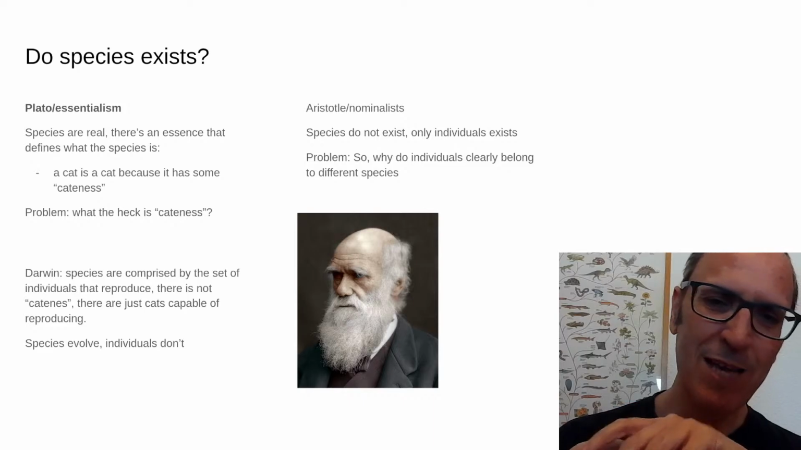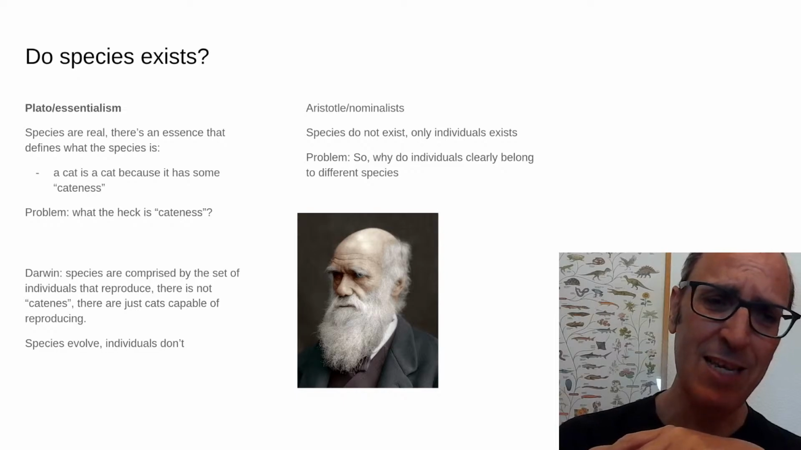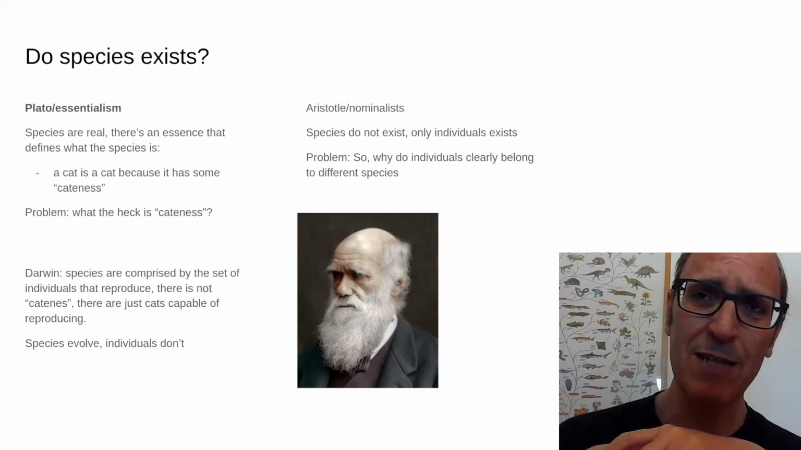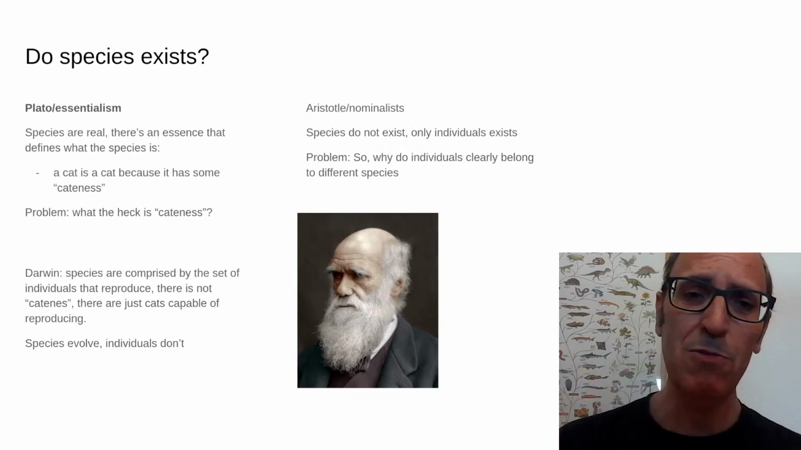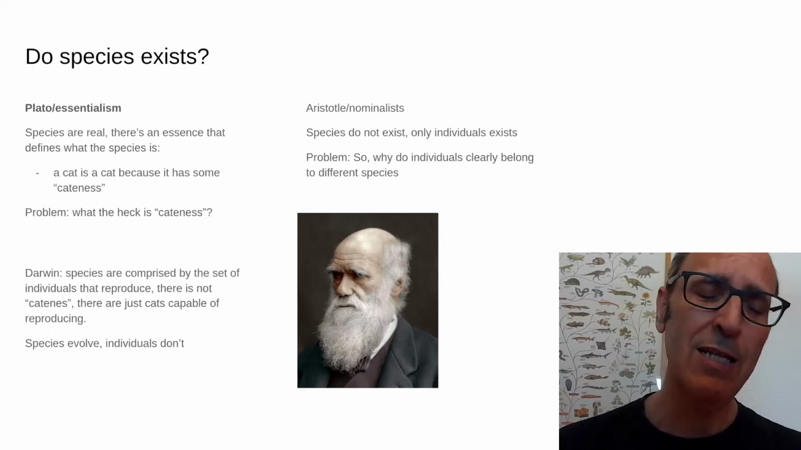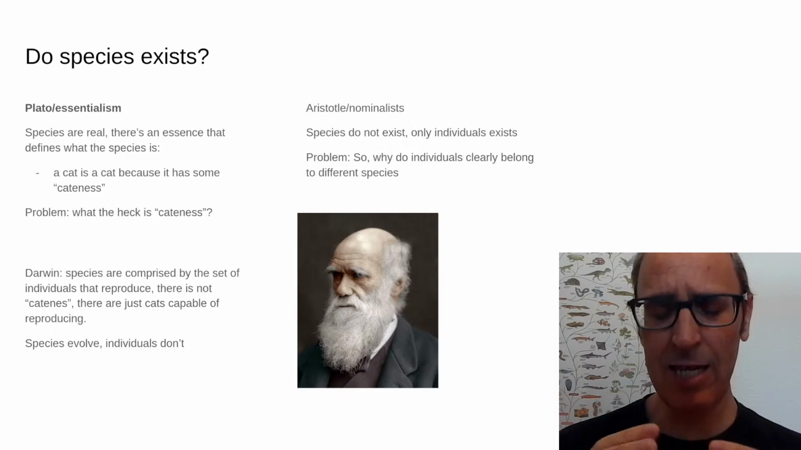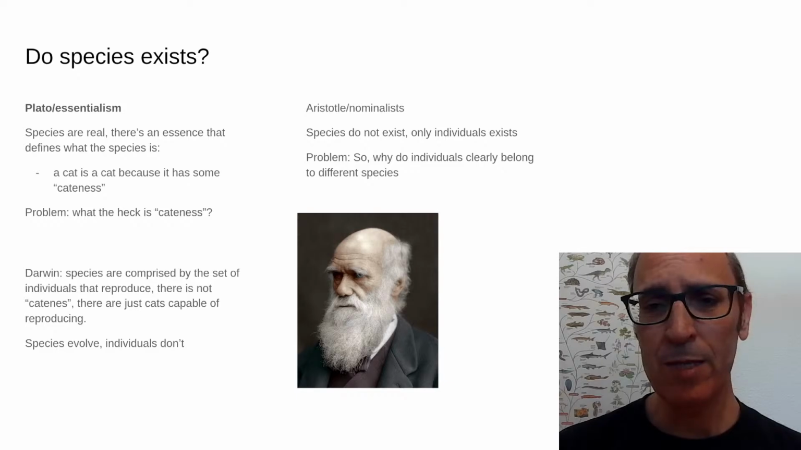Darwin changed our point of view and said, well, species are just individuals that reproduce. There is no catness. The thing is that some individuals can reproduce with other cats, and that is why we have the species. And what evolved is the species and not the individuals. But what defines the species is that they can reproduce. Okay, this is the idea that we have in modern biology, more or less.